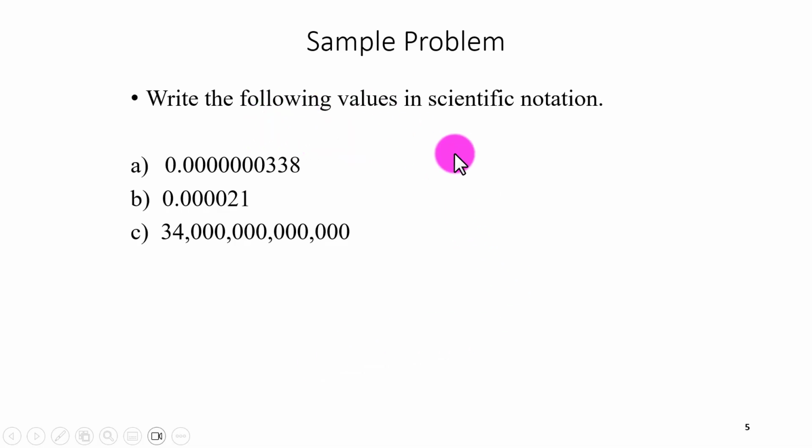Here are some values in scientific notation. Another sample problem. Some of them are small numbers, smaller than 1, and some are large numbers. So remember, if you move the decimal point to the right, you have a negative exponent. If you move it to the left, you will have a positive exponent for that power of 10. I will once again give you some time to work on these problems, and we will then finish this section of Chapter 4.